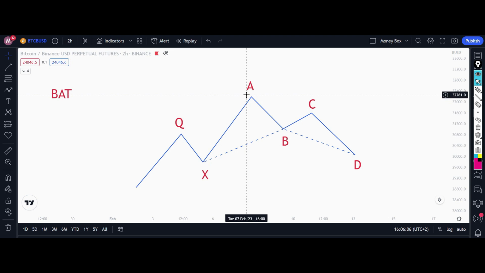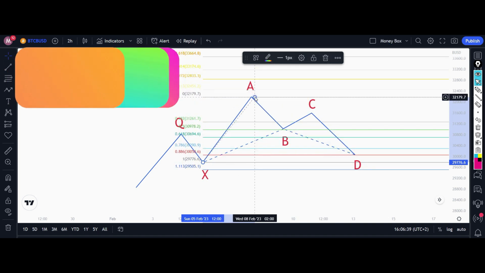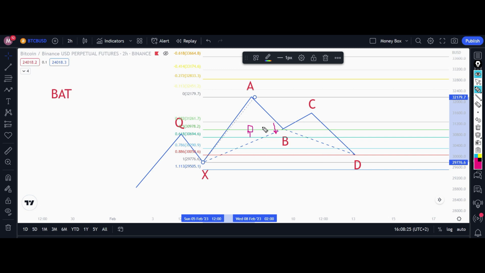After a swing from X to A, we expect a retracement to the B point, and we can determine the point of B by using the Fibonacci tool. We implement Fibonacci retracement from X to A, and here is our first rule for B point. Price should reach at least the 0.5 Fibonacci level, but shouldn't touch the level 0.618. If it touches even with a candle wick, the pattern becomes invalid. We expect the retracement to reach at least the 0.5 Fibonacci level. If it goes lower than this without touching 0.618, it's not a big deal.